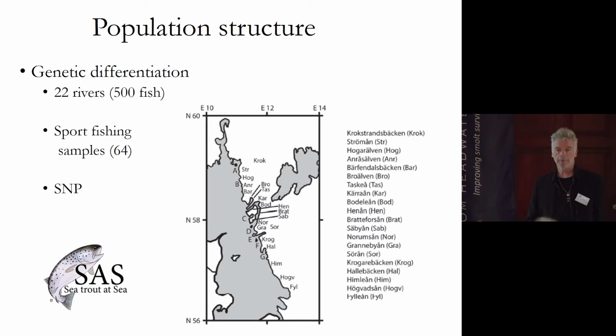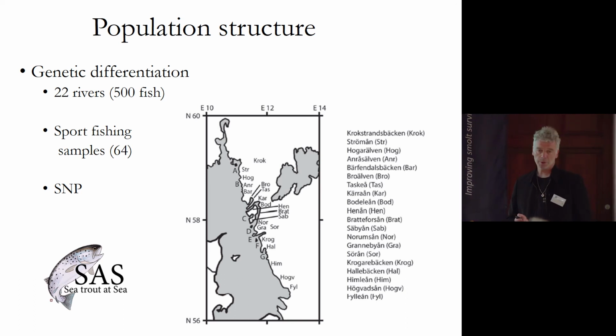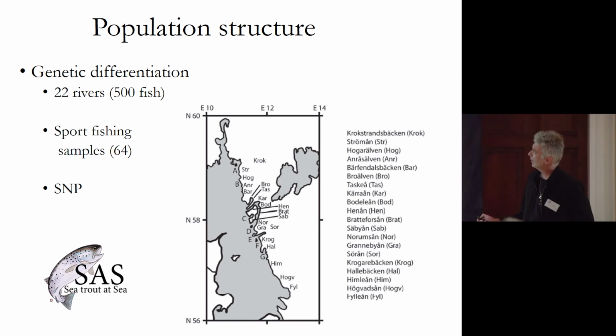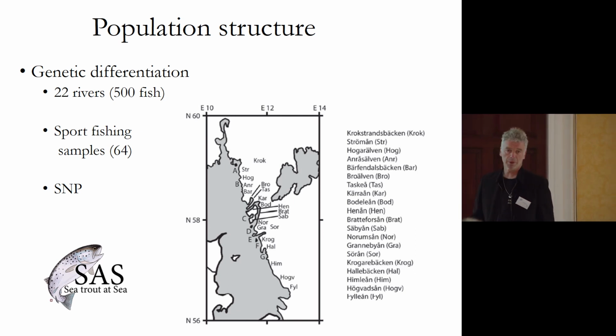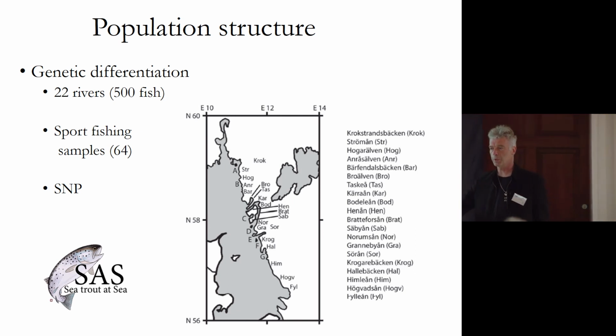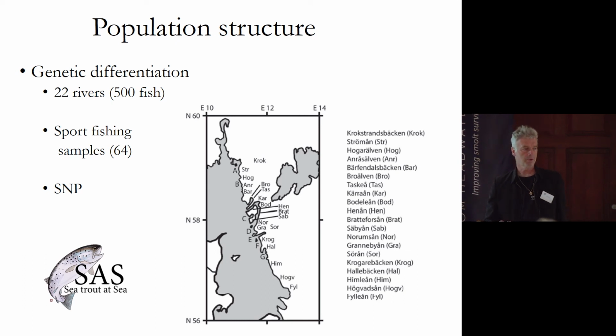Right, so now I'll move a little bit on to the population structure. All these streams in Sweden are assumed to be more or less genetically unique, but it hasn't really been validated. So we wanted to see to what extent the fish really return to their home river to spawn. To do that, we did a genetic differentiation using single nucleotide polymorphisms, SNPs, as a tool. We collected 500 fish from 22 different rivers, and these were spawning fish, so we knew that they were returning to the rivers to spawn.